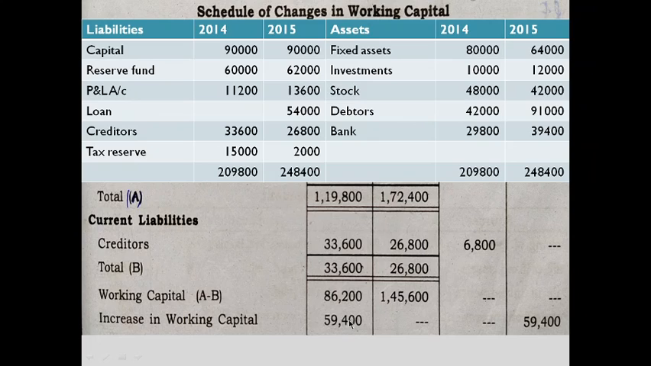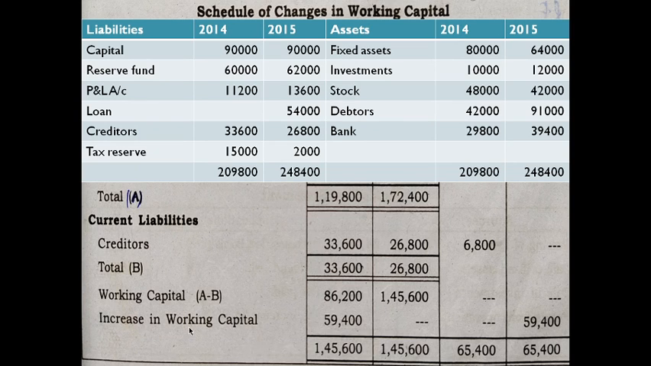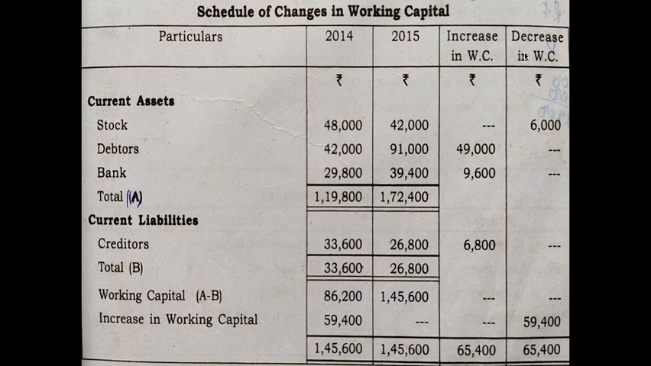Here the difference amount is 59,400. It is considered as increase in working capital. And if you have doubt in recording increase in working capital, it is quite easy. Once you have done the balance, just go through these two columns and see which side has the bigger total.